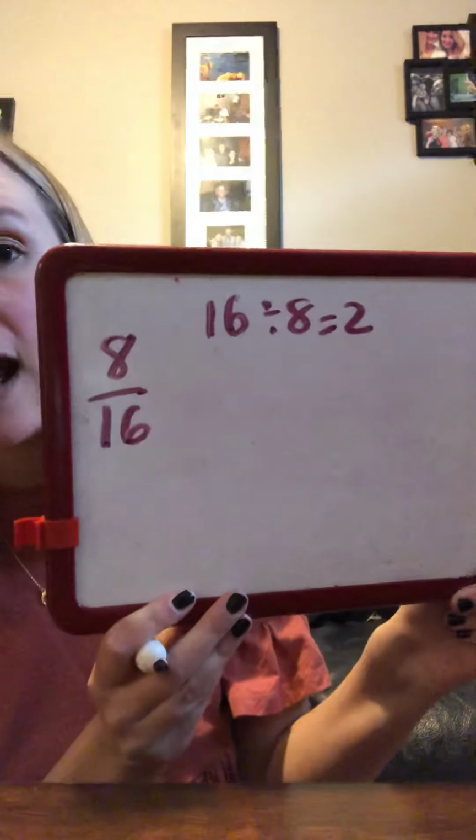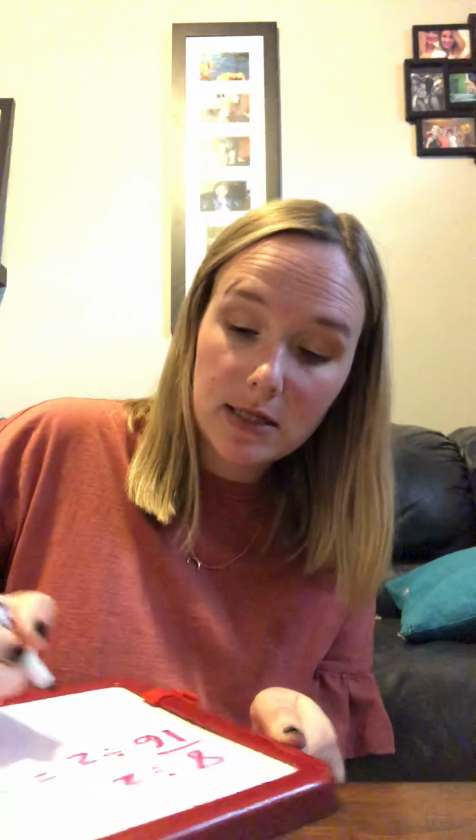I want to try another one. I'd like to try 8 out of 16 and see what we get with that. So 8 out of 16, like this. I know that if I do 16 divided by 8, it's going to give me 2. So I know that this is half, and I'm going to divide these by 2. So 8 divided by 2 and 16 divided by 2. Well, we know that 16 divided by 2 is 8, and 8 divided by 2 is 1, 2, 3, 4, 5, 6, 7, 8. It's 4 because I have 4 in each circle.